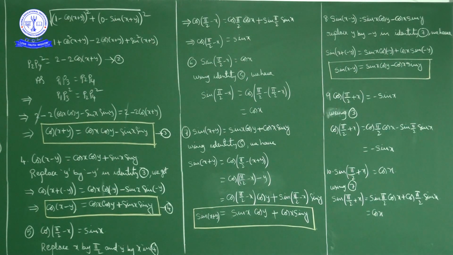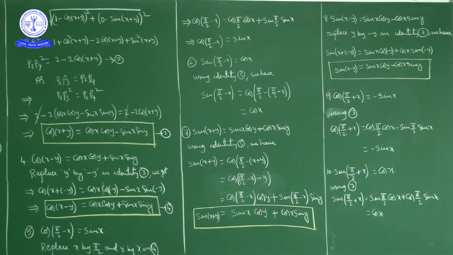So what we get? Cos pi by 2 plus x is equal to, first we'll get both cos terms, no? Cos pi by 2 cos x. As it is plus, here we'll keep minus. So minus sin pi by 2 sin x. Okay, cos pi by 2 value 0, so this term is 0, minus sin pi by 2 value 1, so minus 1 into sin x, which is minus sin x. Okay, cos pi by 2 plus x is minus sin x.